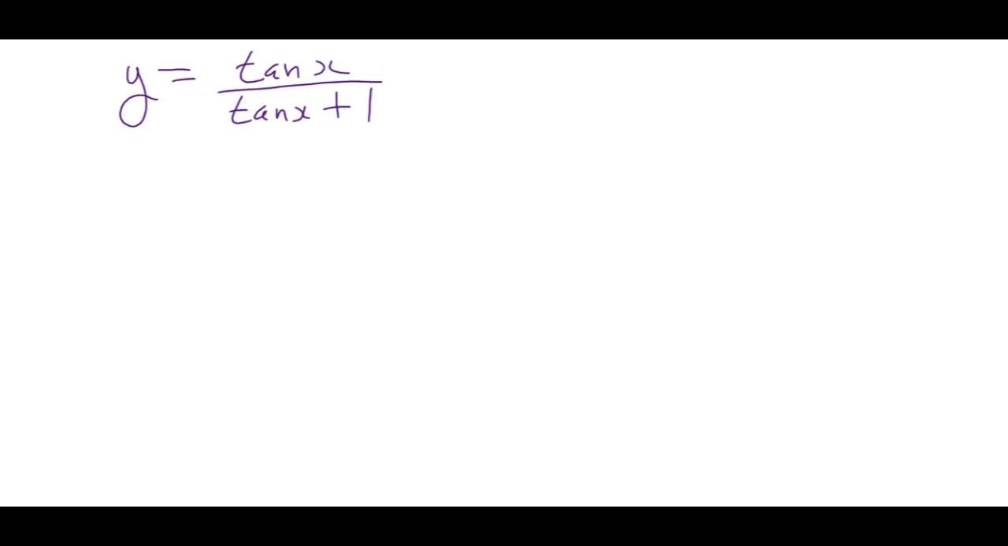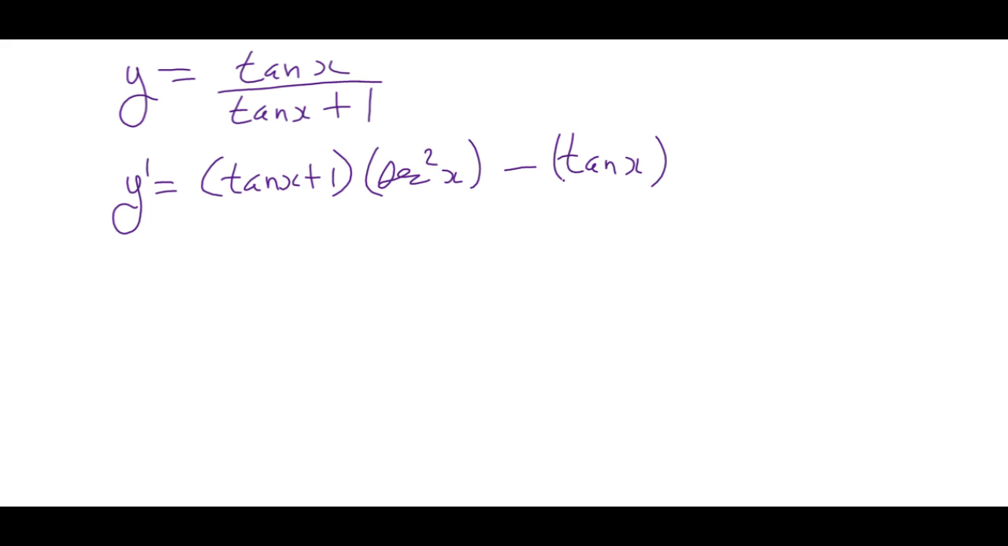Okay, so let's do tan x over tan x plus 1. A nice little quotient bit thing here. So the denominator times the derivative of the numerator minus the numerator times the derivative of the denominator, plus 0, just over the denominator squared.